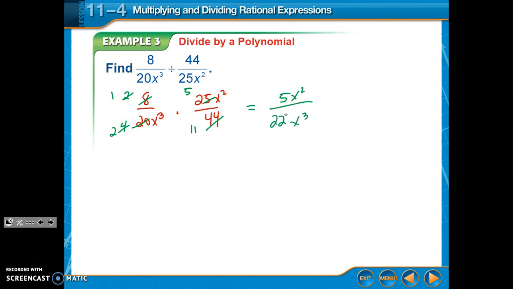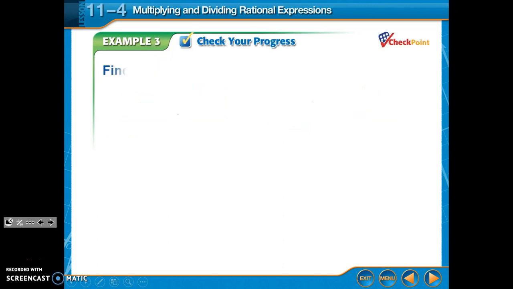So the last step is to simplify the variables. I get 5 and 22, I'm going to leave. And for x cubed and x squared, it's bigger on the bottom. I take 3 minus 2, I get 1, and I put it where it was bigger, which is the bottom. So 5 over 22x is the answer. Okay, you guys do this.